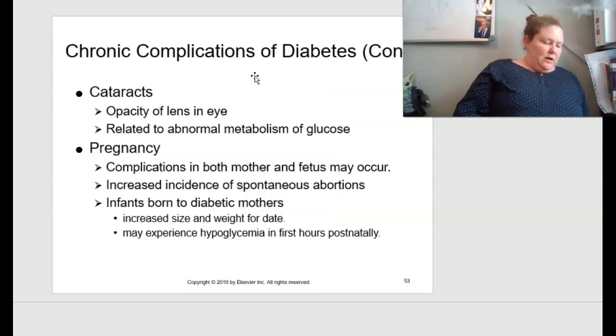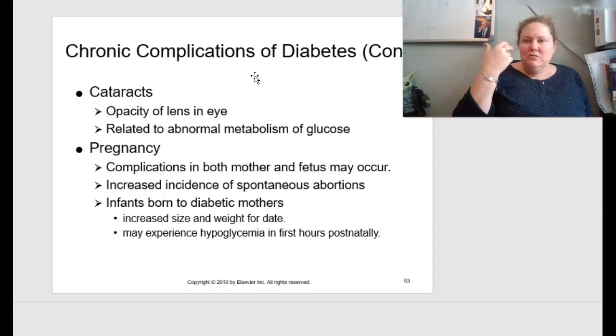So what about other complications? Well, some of them are going to be cataracts, and this is on page 413. Cataracts are when you have an opacity in the lens of the eye. So the eye becomes opaque. Instead of looking through and seeing clearly, it gets cloudy. And this is related to abnormal metabolism of glucose in the body. Also, if you're pregnant and you get gestational diabetes, then this can result in complications in both the mother and the fetus.